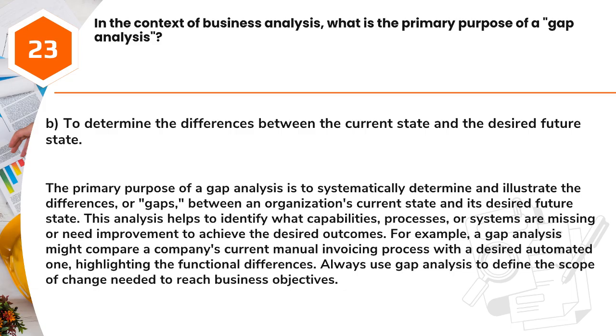Answer: B. To determine the differences between the current state and the desired future state. The primary purpose of a gap analysis is to systematically determine and illustrate the differences, or gaps, between an organization's current state and its desired future state. This analysis helps to identify what capabilities, processes, or systems are missing or need improvement to achieve the desired outcomes. For example, a gap analysis might compare a company's current manual invoicing process with a desired automated one, highlighting the functional differences. Always use gap analysis to define the scope of change needed to reach business objectives.